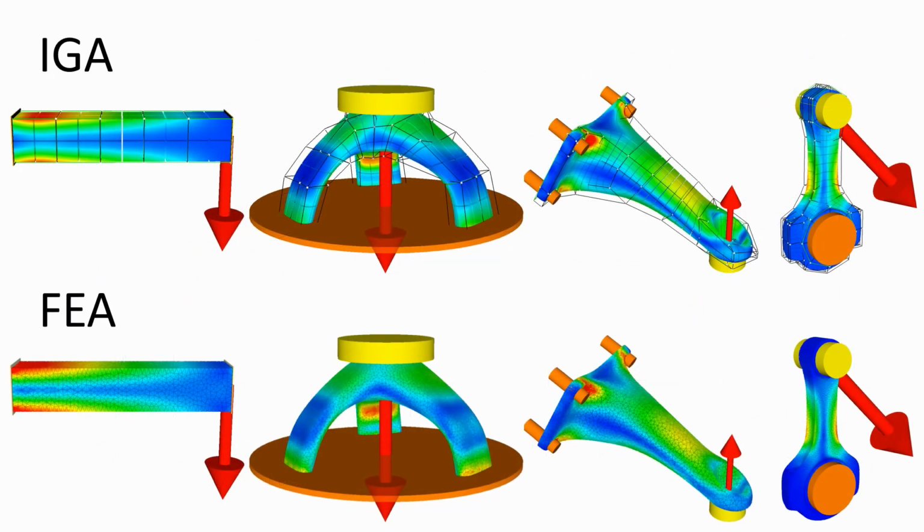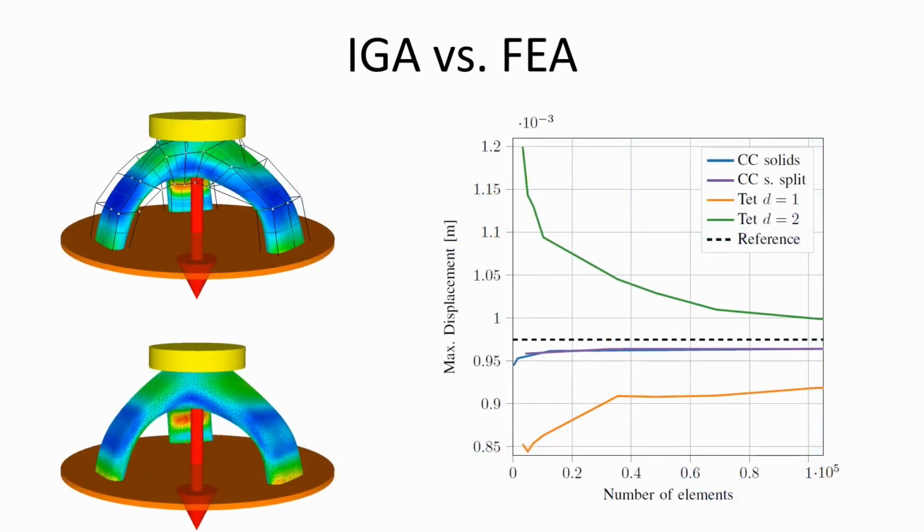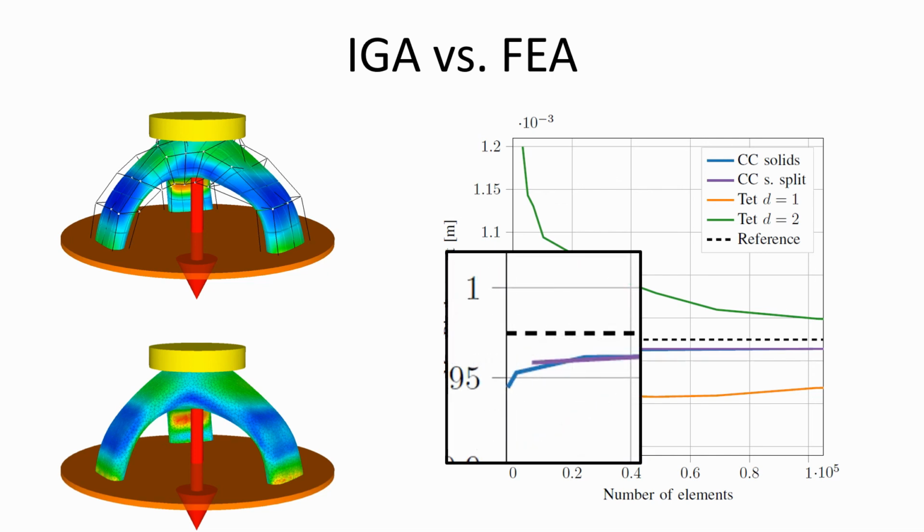Compared to tetrahedral FEA, the visual results are almost identical for sufficiently large models. However, for IGA on CC solids, the simulation results converge to the reference solution for much fewer elements and much fewer degrees of freedom compared to linear or higher order tetrahedral FEA. Splitting the CC solid models and thereby improving the parametrization quality further improves their convergence as shown earlier.